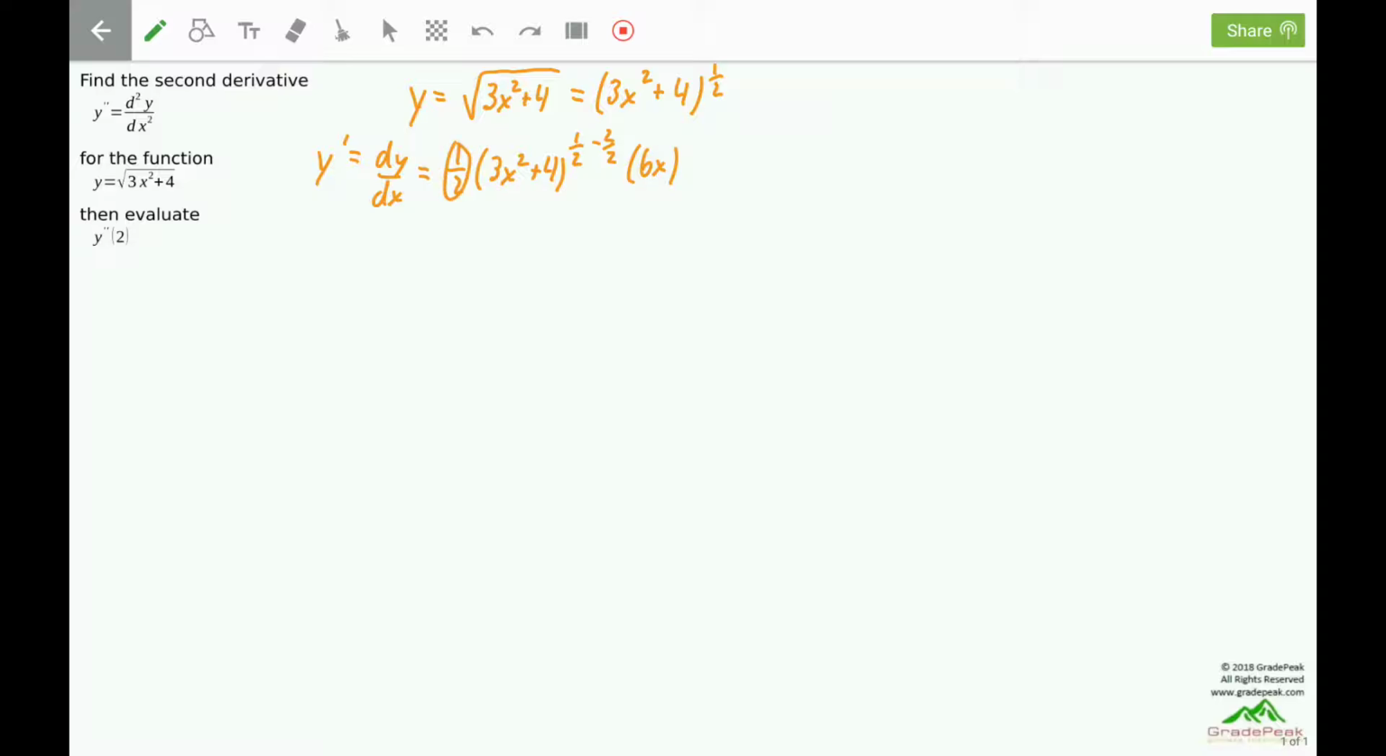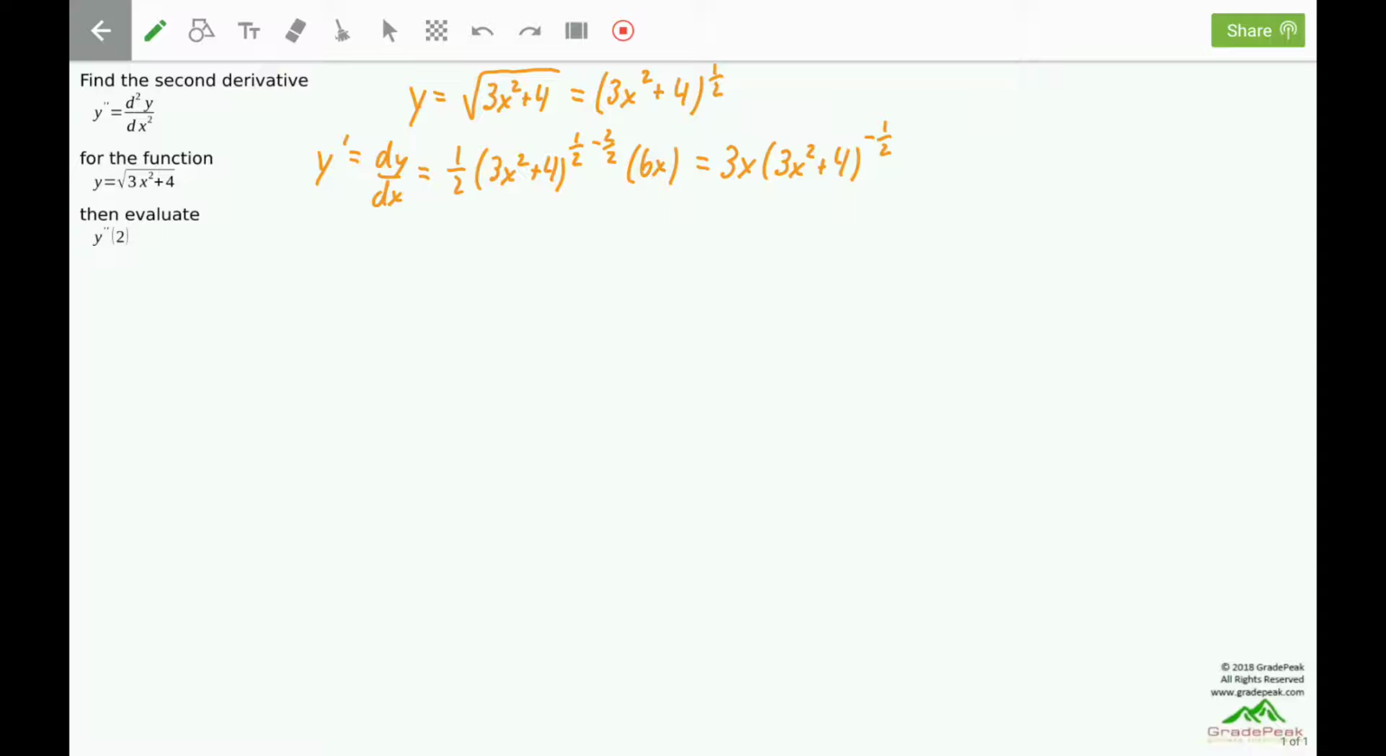Now the constants can be brought together, so we have a 1/2 and a 6. 1/2 times 6 is 6/2 or 3. So I have a 3. I also have this x here. And I will have the 3x squared plus 4 to the 1 minus 2, negative 1/2 power.